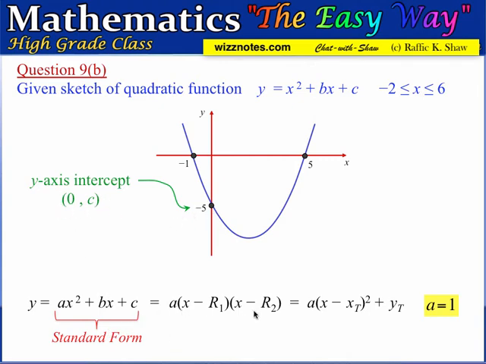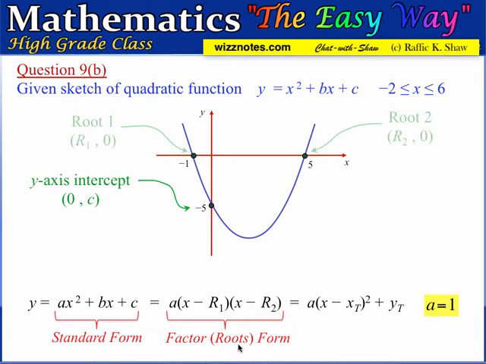This factor form, as I said, is obtained by factorizing the standard form, and it gives us information about the location of the points where the graph intersects the x-axis, and those points of intersection with the x-axis are called the roots. And so R1 would be the x value at the point of intersection of the x-axis here. That's the smaller value of the two roots. And then R2 would be the x value at this larger root. And so in this case, R1 would be equal to -1 and R2 would be equal to 5.